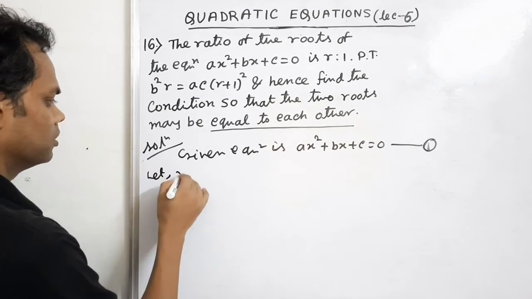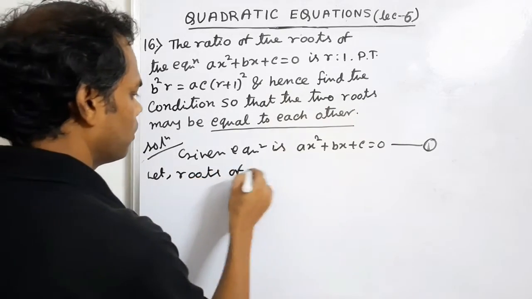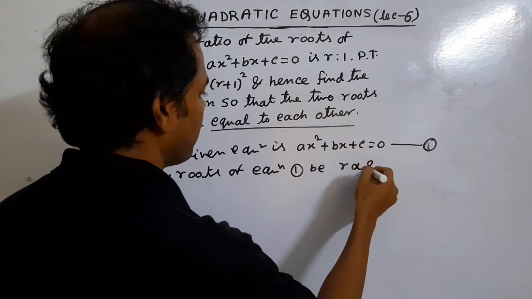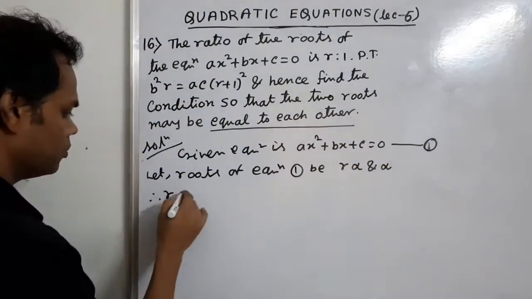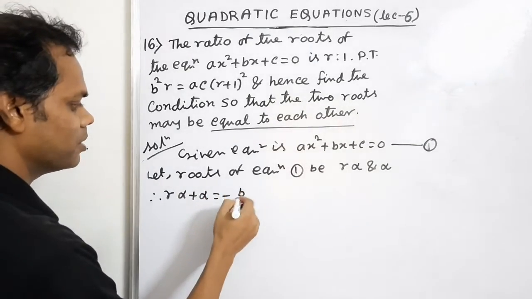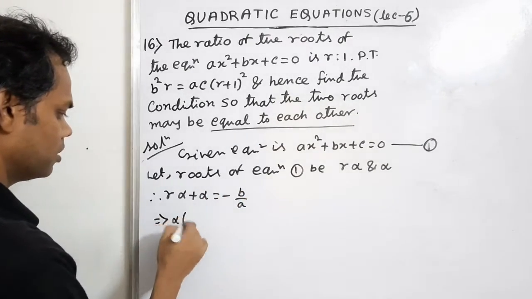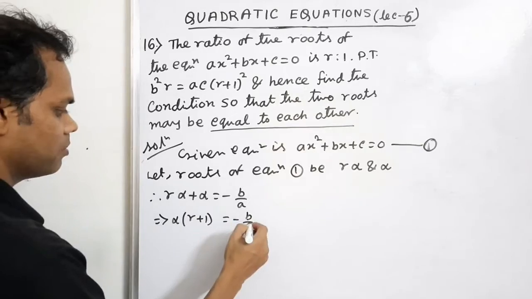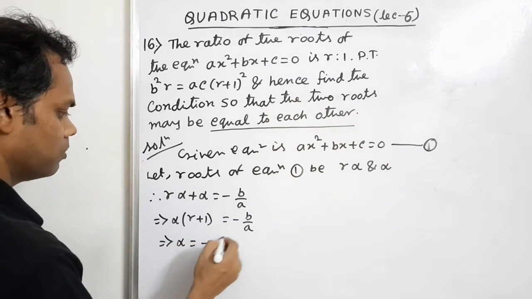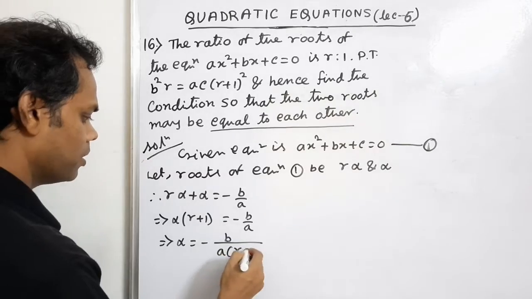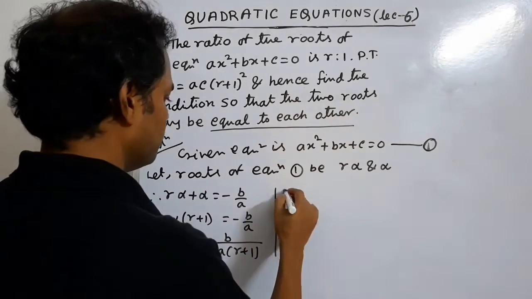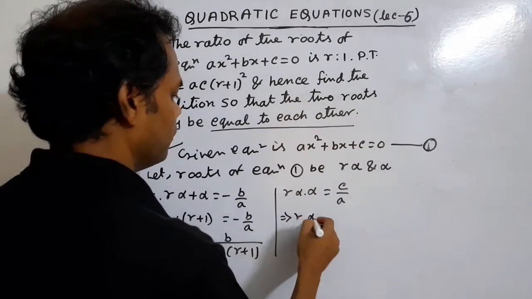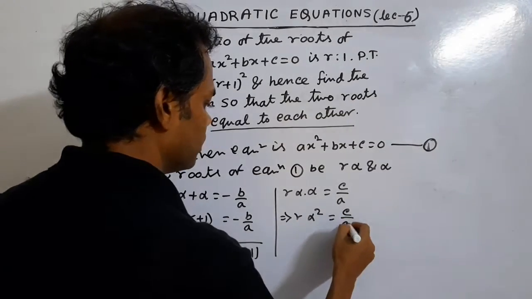Let roots of equation 1 be r alpha and alpha. Therefore, sum of roots r alpha plus alpha equals to minus b by a. From here we can take alpha common. So within bracket alpha into r plus 1 equal to minus b by a. So alpha equals to minus b by a into r plus 1. Now product of roots r alpha into alpha equal to c by a. R alpha square equals to c by a.